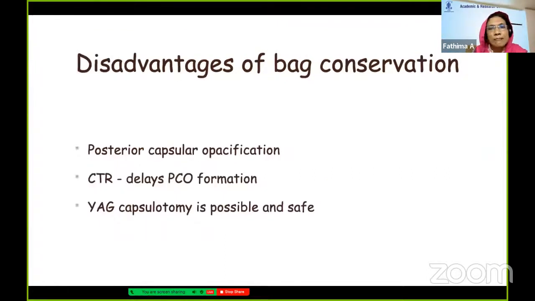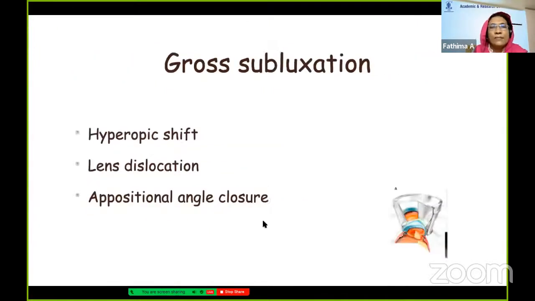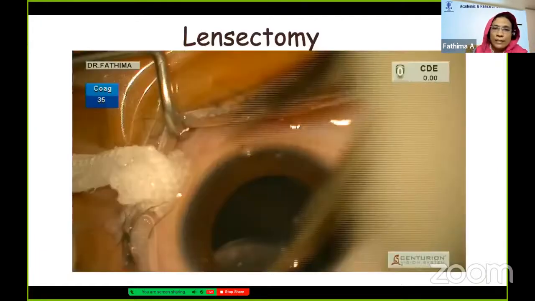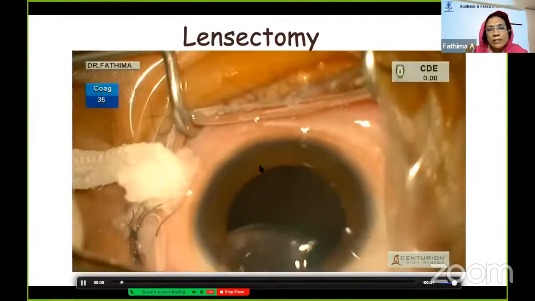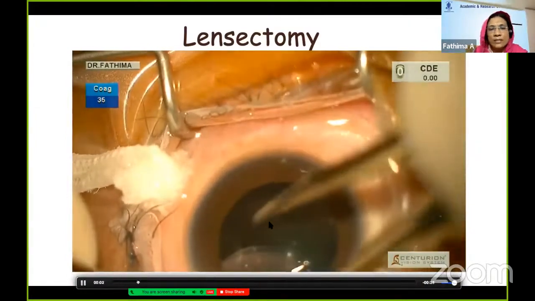So the disadvantage of bag conservation is PCO, and though CTR delays PCO formation, YAG capsulotomy can be done. And gross subluxation can lead on to hyperopic shift. But even then we have to remove the lens, because the lens can dislocate into the vitreous and cause complications, or positional angle closure and glaucoma can occur. Lensectomy, when there is gross subluxation, is no other choice.